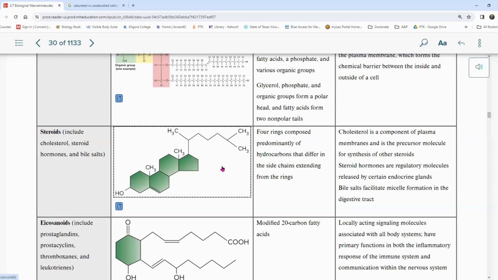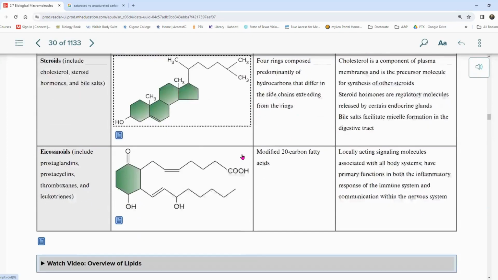Steroid hormones are regulatory molecules released by certain endocrine glands. Bile salts are a type of steroid as well that helps break down our fats.